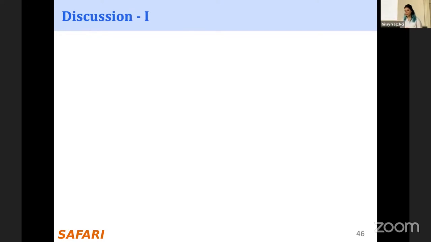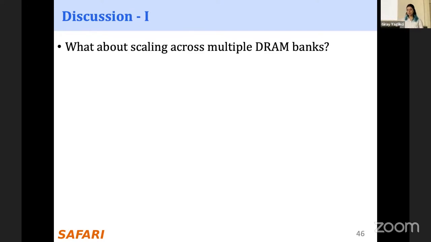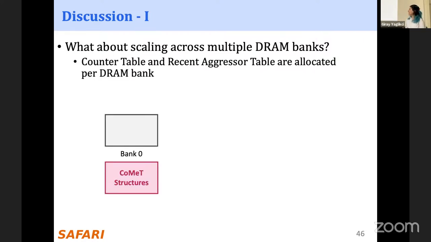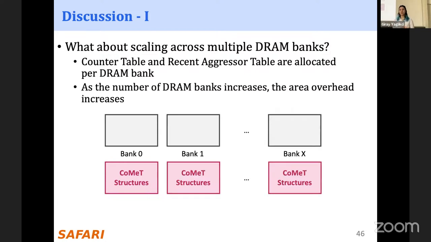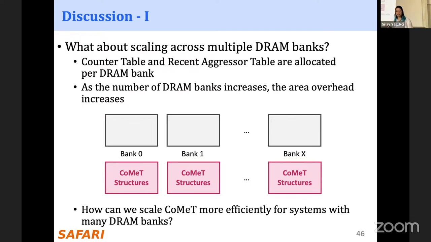And I have some discussion points. The first one is, what about scaling across multiple DRAM banks? If I leave it like this, it would be a bad discussion point example, but let me tell you what I mean by this. Right now, the counter table and the recursive table are allocated per DRAM bank. So when we have multiple DRAM banks, the area overhead increases. This is included in the area overhead evaluation, but we can see that this multiplies the area overhead when you have many, many DRAM banks, right? So the question is, how can we scale CoMeT more efficiently for systems with many DRAM banks?